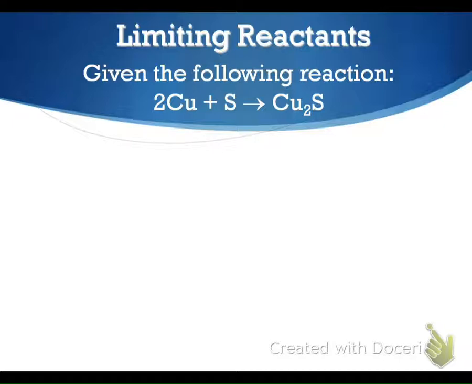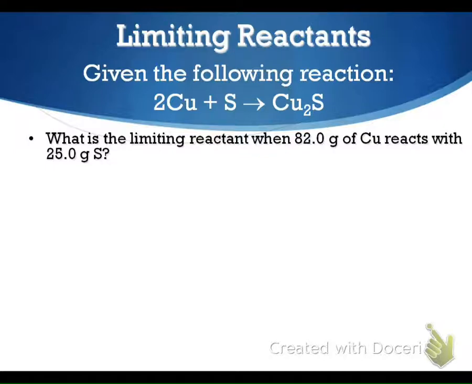All right, let's take a look at this reaction. This is copper plus sulfur will yield copper sulfide. Okay, what type of reaction is this? Synthesis. Good. So what's the limiting reactant when 82 grams of copper reacts with 25 grams of sulfur? We want to find our limiting reactant here.